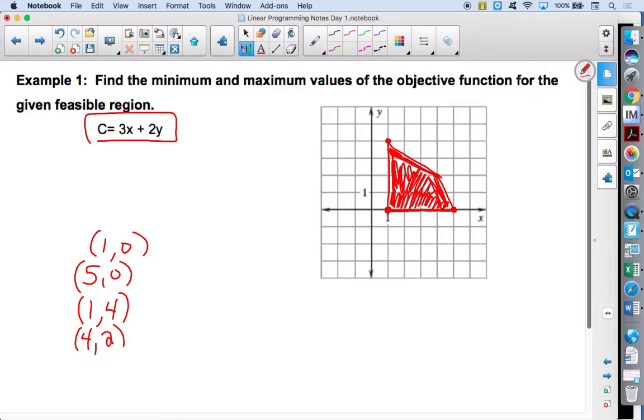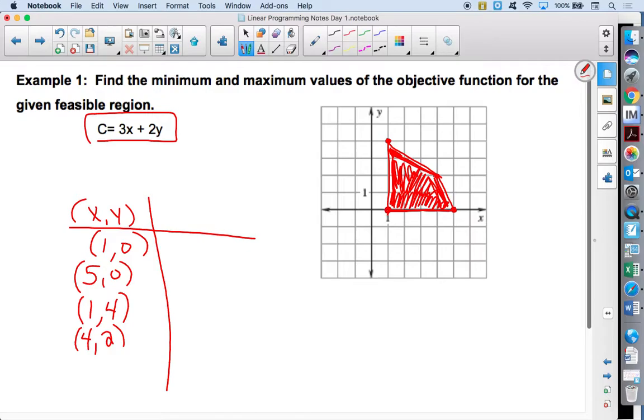Tomorrow it'll change. It might be profit, or c could represent cost. But this equation is going to change. That equation is just for us to use right now to see if I can find a maximum and minimum value from the graph correlating with this objective function that they're giving us.